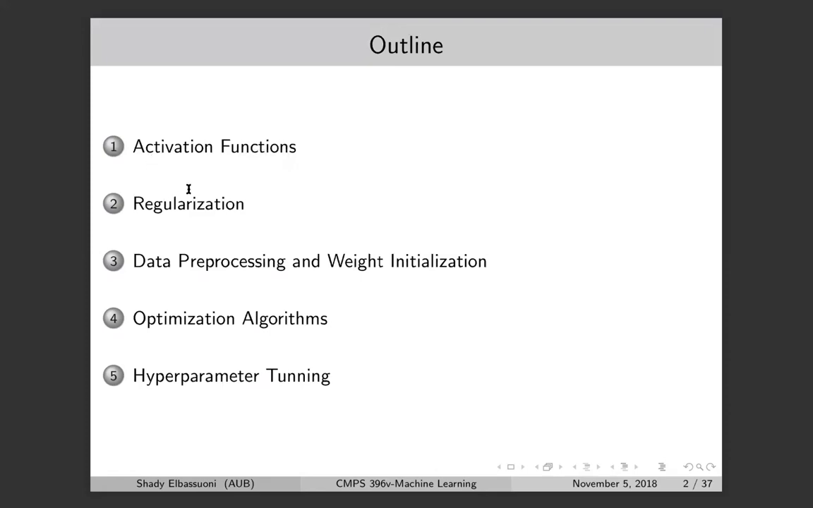Then we're going to talk about regularization. How do I do regularization in neural networks? There are various techniques for doing regularization. Then data pre-processing and weight initialization, very important aspects in neural networks. We'll talk about optimization algorithms. So yes, they all use gradient descent or backpropagation, but there are techniques to make this better or optimize the training of neural networks. And then we'll finally talk about hyperparameters.